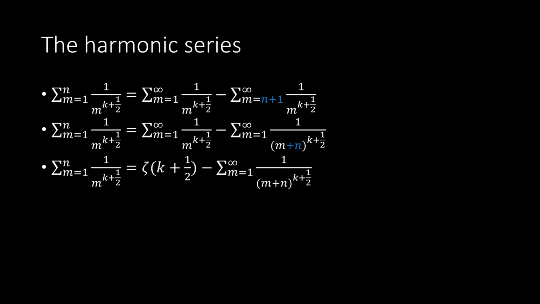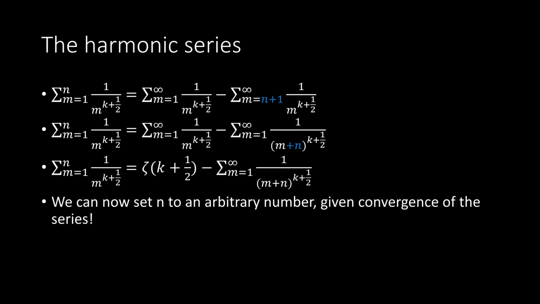Of course, we can simplify this notation by using the definition of the zeta function I introduced earlier. But this is just a change in notation. There is nothing special going on in this step. So as I already said, n can now be set to an arbitrary number. And this is of course only true if the infinite series converges.